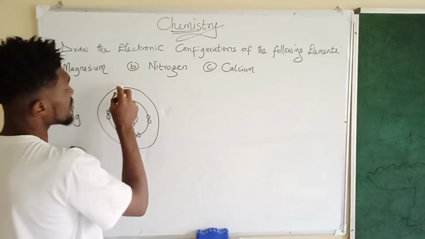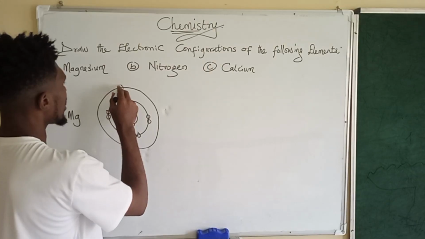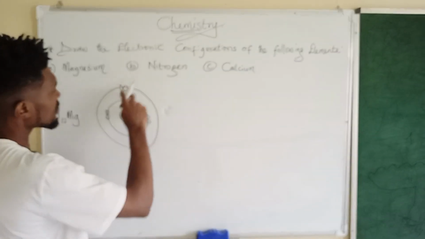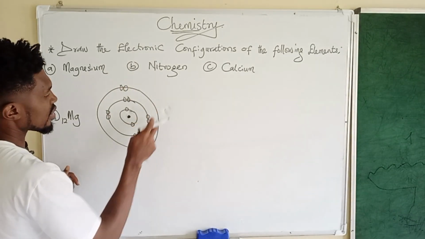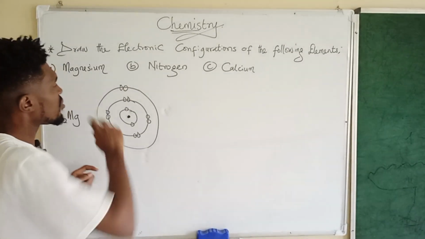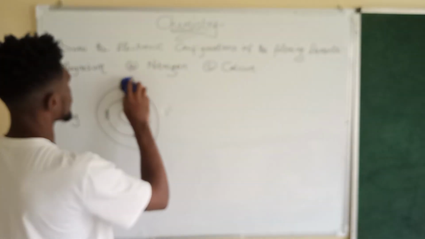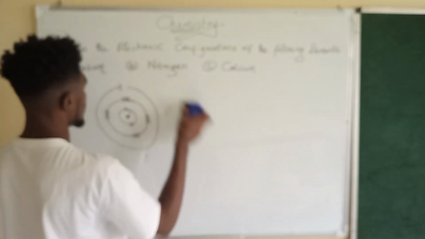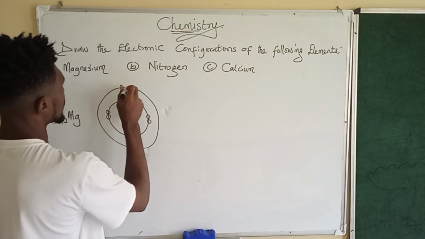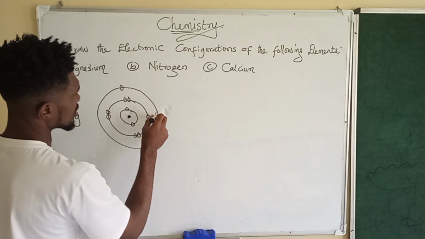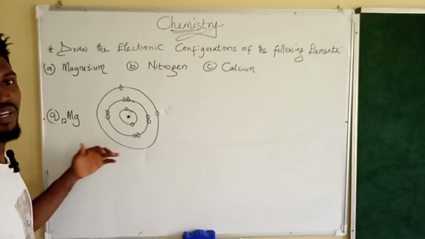Remember I told you in my previous video where we did electronic configuration, you can't add 2 like this. You first of all draw one here, another one here, another one here, and one here, making 4, before you now pair them. Okay? So we have 1, that is 11, and the next one 12. So this is the electronic configuration of magnesium. You can see it's very, very simple.